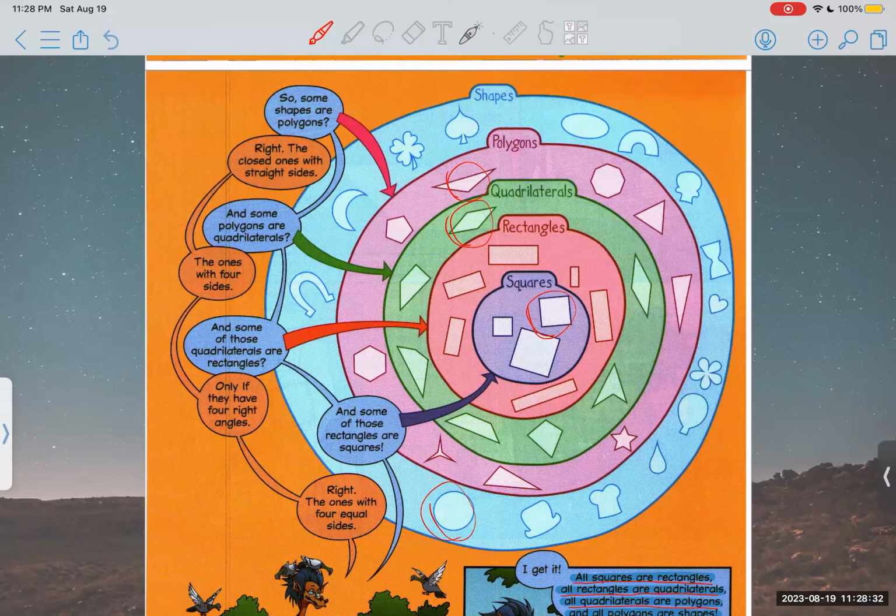So that is what makes this a Venn diagram. Everything inside the circle belongs in that category. Anything outside of that circle does not belong in that category anymore. Okay? Any questions? No questions? We're good? Okay, let's keep going then.